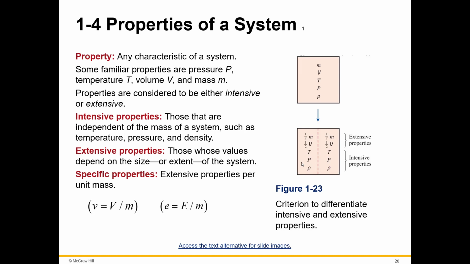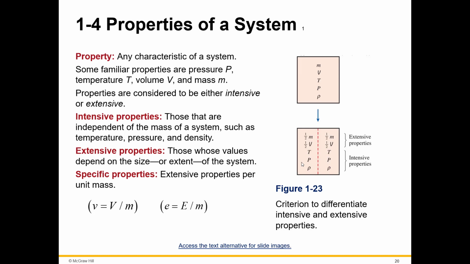Extensive properties, on the other hand, are those values that are dependent on size or extent of the system. So you've got volume, right? That matters. If you have two glasses of water and one's bigger, one has more volume, it's definitely dependent on the size of the system. And then, talking about specific properties, those are extensive properties per unit mass. That's the only difference.